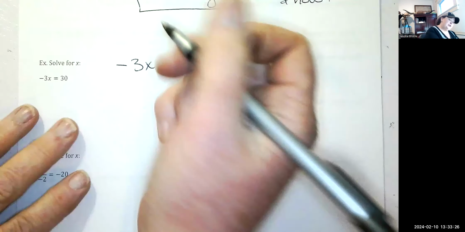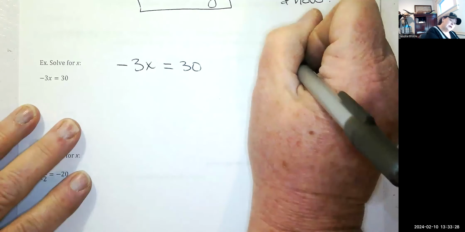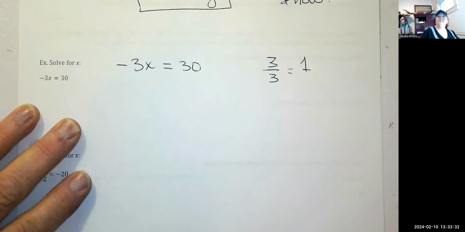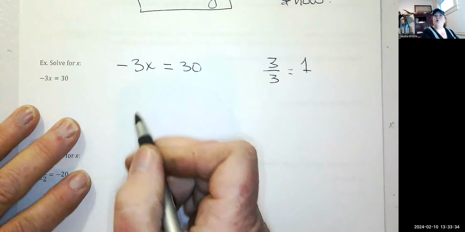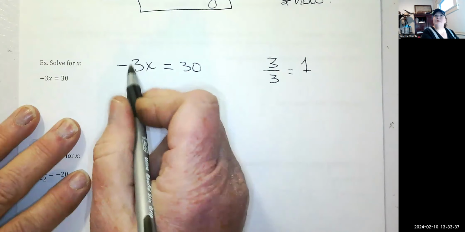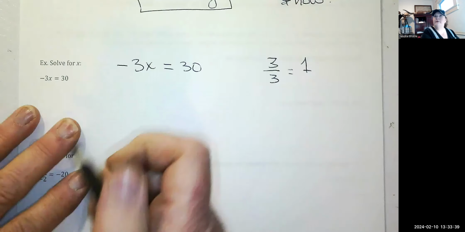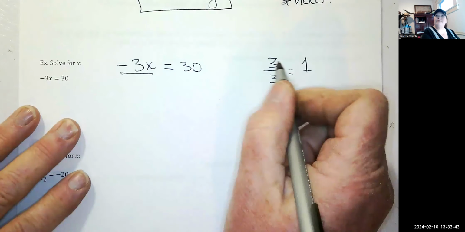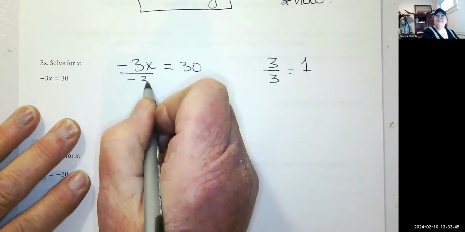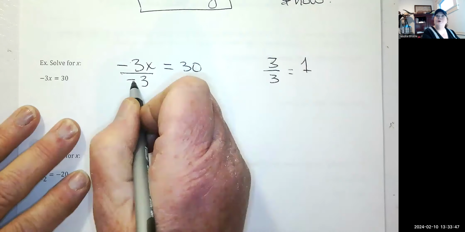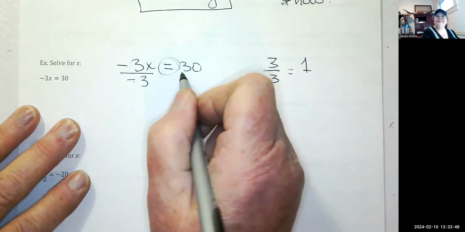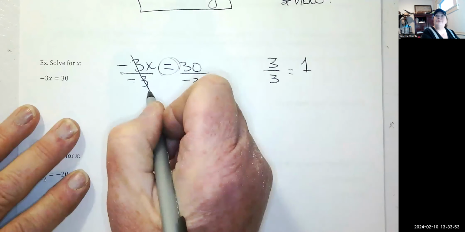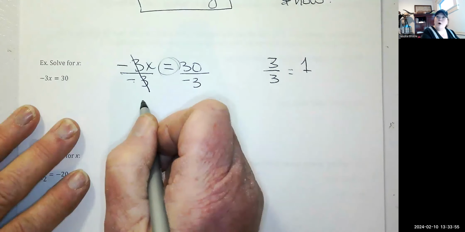So we need to understand that any number divided by itself is 1. And that's our goal here, to get a 1 to the left of x so that x is by itself. So to do that, we have to divide that negative 3 by itself. What you do to one side, we have to do to the other. All right, so negative 3 divided by negative 3 is 1. Anything divided by itself is 1.